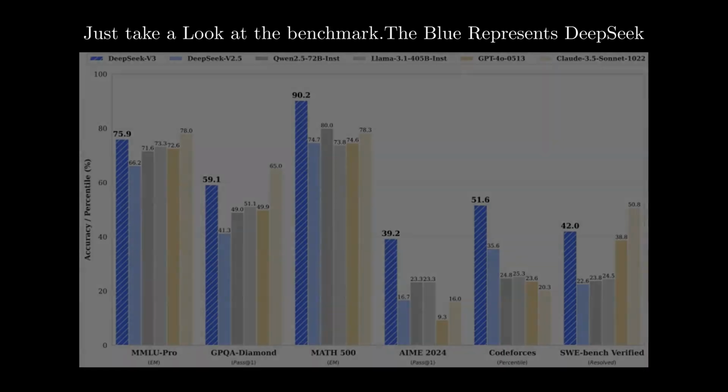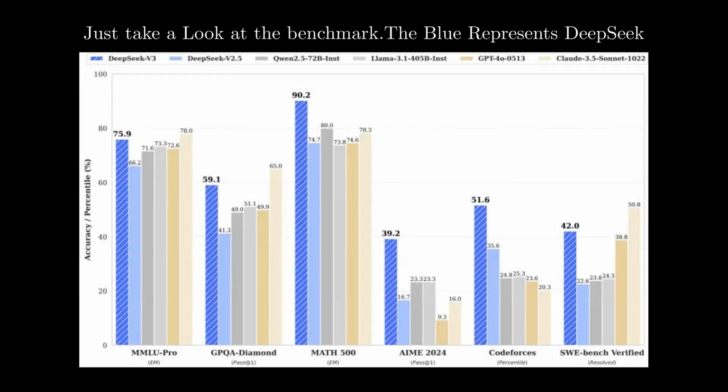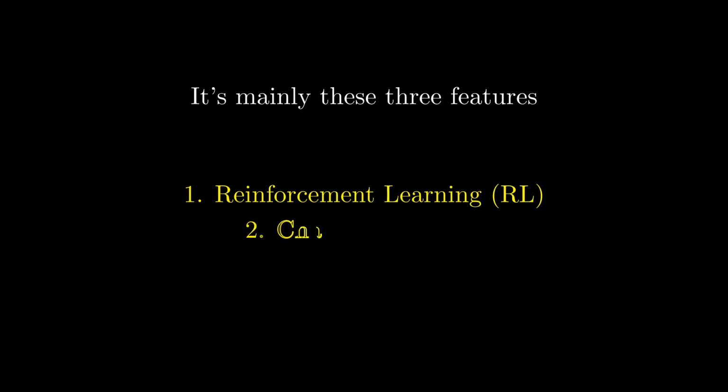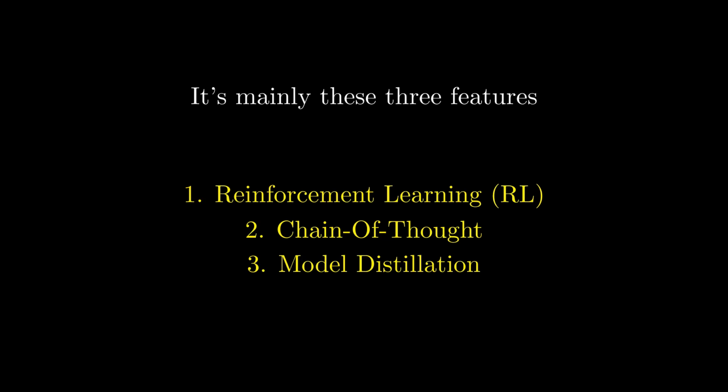It's insane that DeepSeek beat all of the other AIs in maths, which is very good. So what makes this different, you might say? It's mainly these three features: reinforcement learning, chain of thought, and model distillation. About reinforcement learning, before we learn about that, let's learn the types of learning.